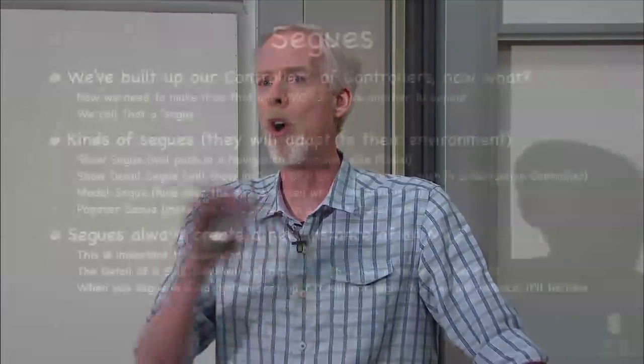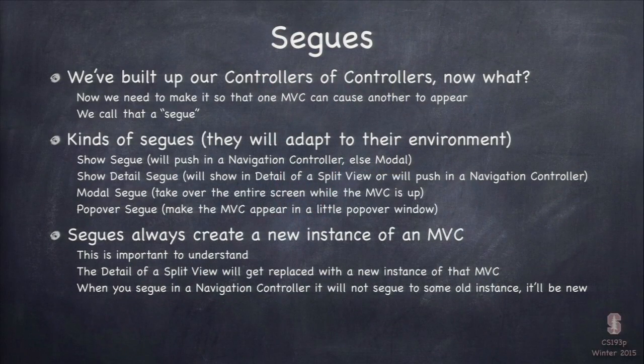Again, I want to emphasize what I just talked about on the previous slide. Segues of all kinds, no matter what you're doing, show detail, modal, or popover, they always create a new MVC. You're never segueing to an existing MVC anywhere. You're always creating a new one, always. That's what segues do. That takes a little bit of getting used to in your mind. Because of course you see this stack of cards, navigation 1, and you press back, and then you click to go back to where you were, and you think you're going back to the same one, but you're not, because as soon as that thing comes off the stack, it's gone.